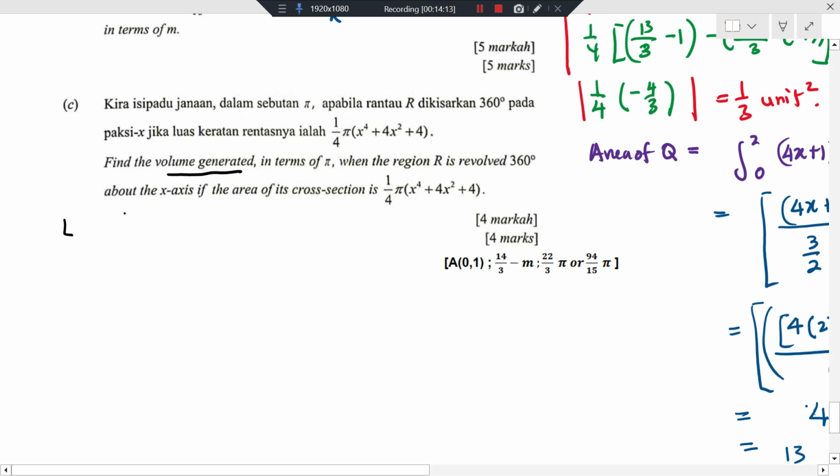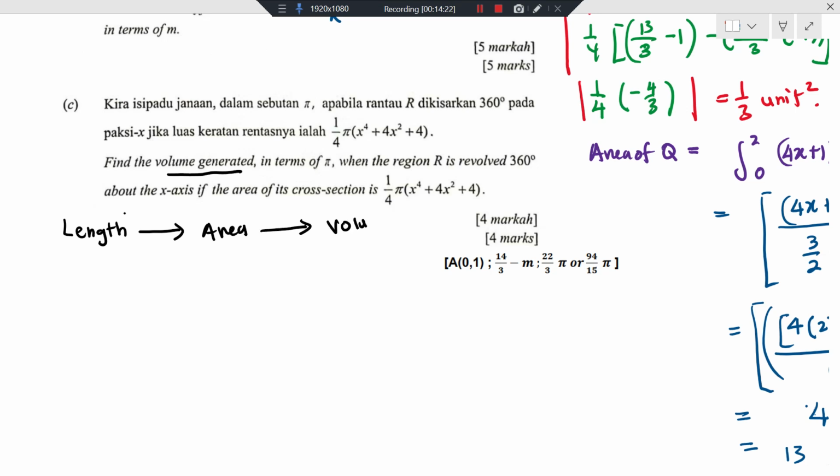You see, when you expand length, it becomes area. Right? When you expand area, it becomes volume. What I mean by expand is, when you integrate your length, you get an area. When you integrate the area, you get the volume. Same thing, when you differentiate the volume, you get area. When you differentiate your area, you get your length.